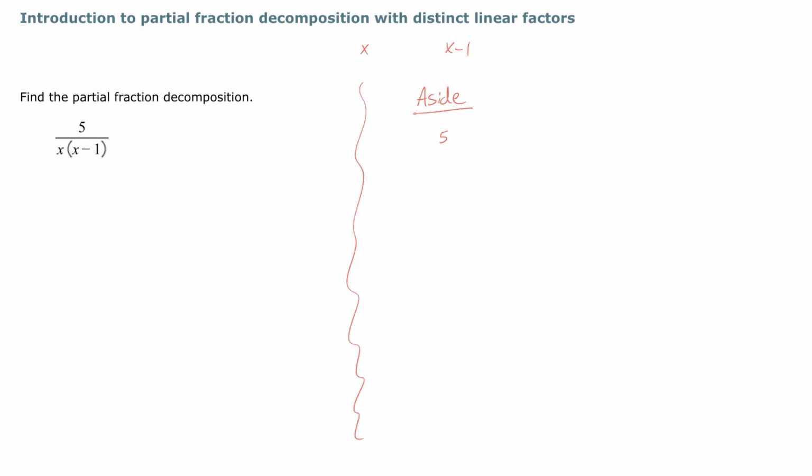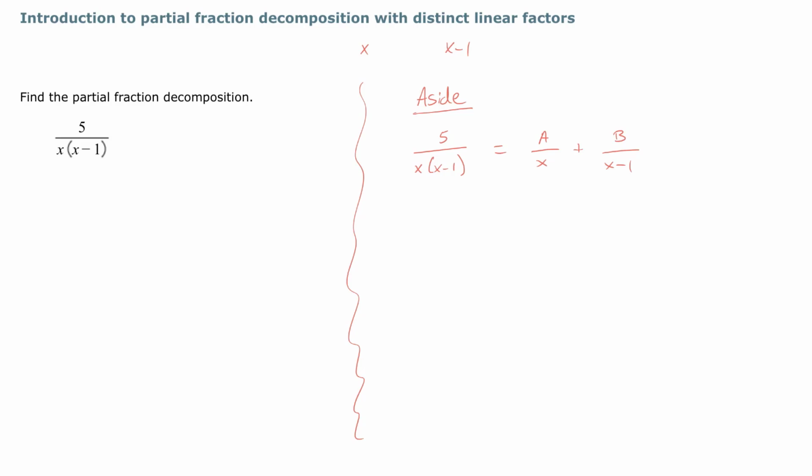So 5 over x times x minus 1, our goal is to break this up into A over x plus B over x minus 1. Notice we have an equation on this side. So that's another reason why I wrote this off to the side. However, the problem really says manipulate this expression. Over here, we're going to use an equation, but in reality, you're just going to manipulate this expression.